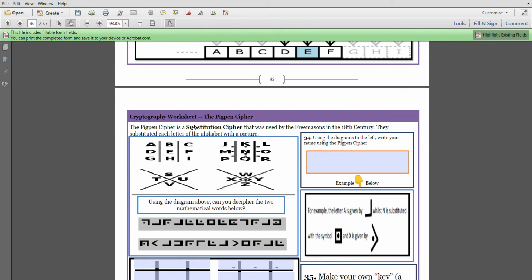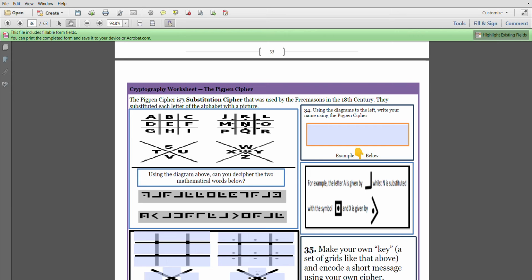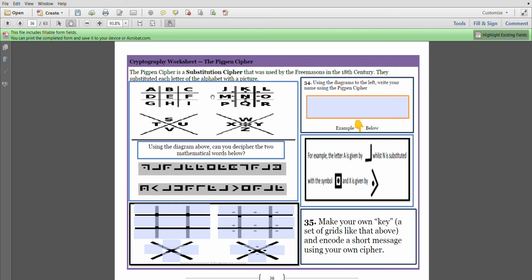Cryptography worksheet, the pigpen cipher. The pigpen cipher is a substitution cipher that was used by the Freemasons in the 18th century. They substituted each letter of the alphabet with a picture. So here you see 4 different tables, all right? And the entire alphabet is distributed amongst them. So A is in the top left box. Looks like a tic-tac-toe box, right? A is in the top left. D is in the middle left, and G is in the bottom left. B, top middle, E, middle, and H, bottom middle. C, top right, F, middle right, and I, bottom right.